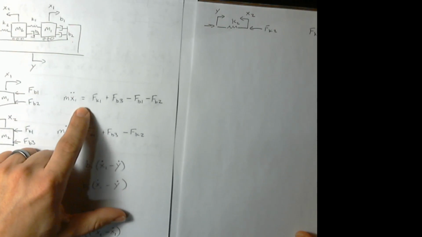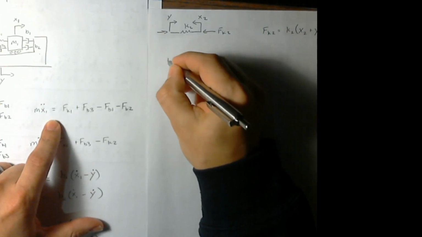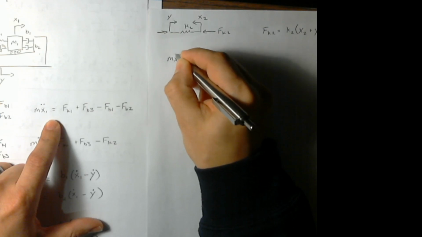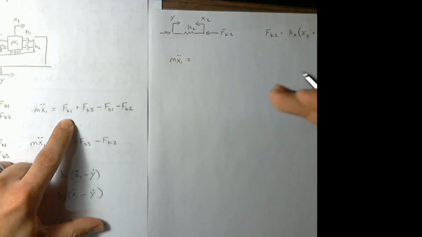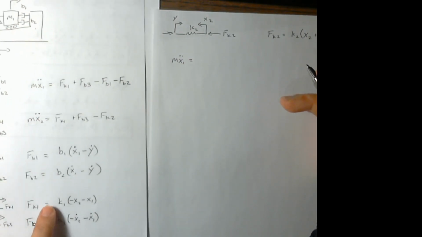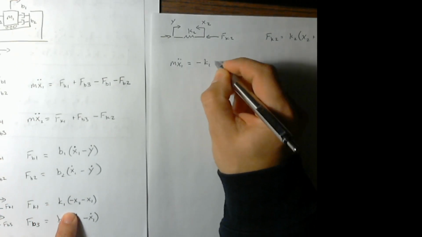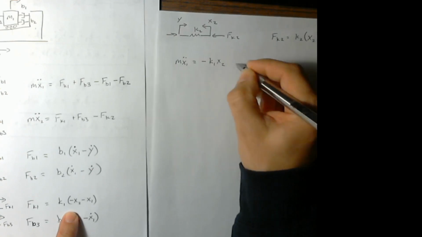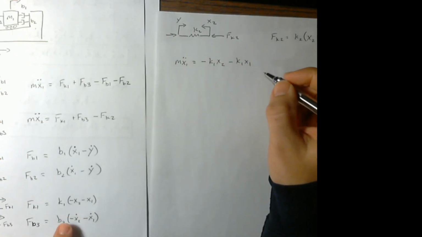So first, let's start with mass 1. Here's our equation for mass 1. Alright, now we need FK1. Now I'm going to be very diligent about moving through the components. Where is FK1? FK1 is right here. Everything is negative. Negative K1 X2, negative K1 X1. Okay.